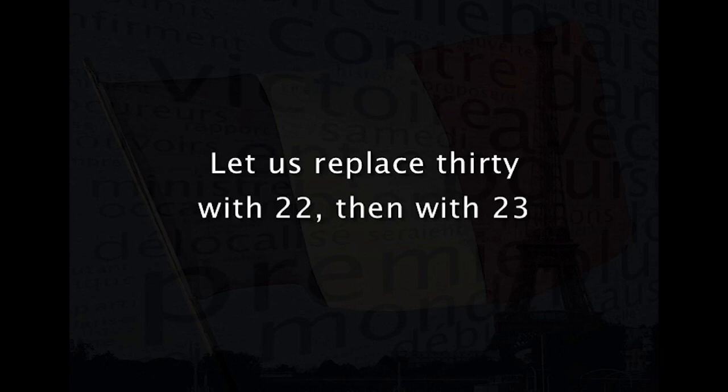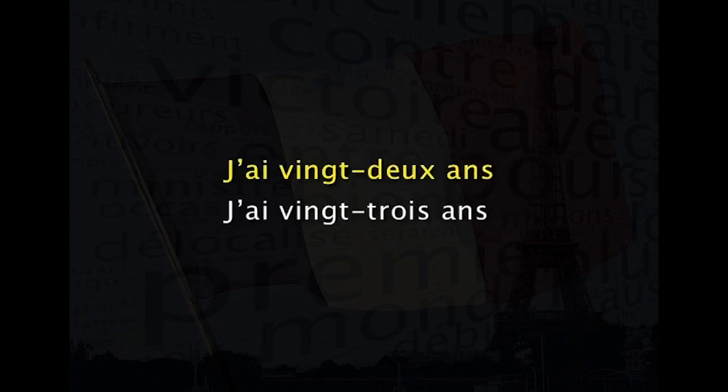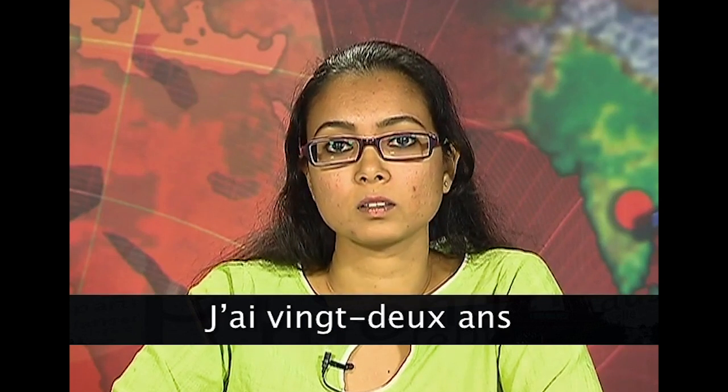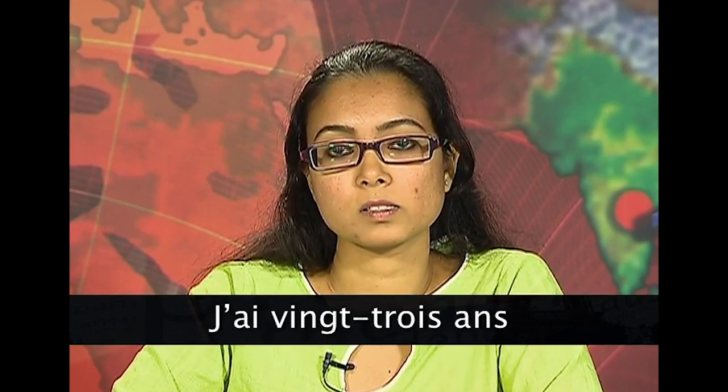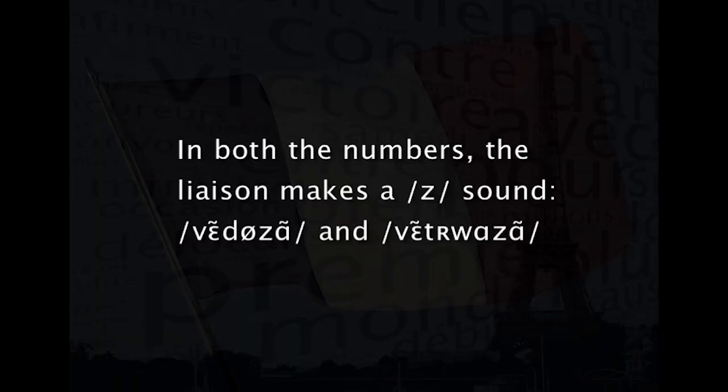Let us replace 30 with 22, then with 23. J'ai 22 ans. J'ai 23 ans. In both the numbers, the liaison makes a z sound. 22 ans, 23 ans. Refer to the notes to know how the numbers 1 to 9 make a liaison. The reason why you need to refer to the notes is because sometimes a letter changes a sound during a liaison.